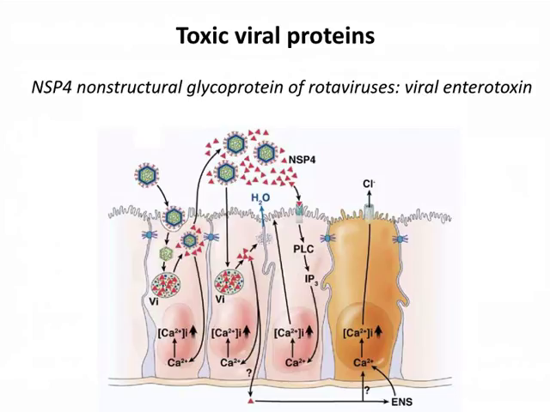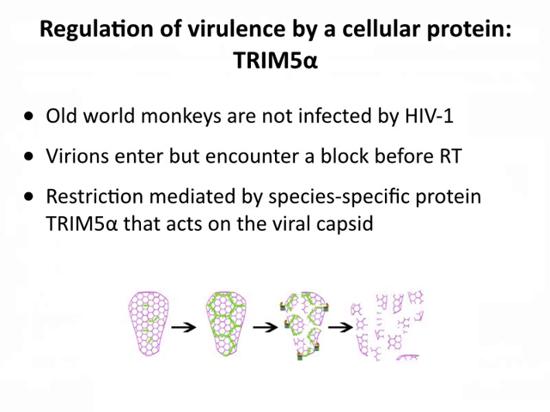So this is an example of a viral toxin that can produce virulence. If you make mutations in NSP4, the virus is less virulent in animal models. Another example, this is actually the first example of a cellular protein that affects virulence. It's a cellular protein called TRIM5 alpha. And this explains why old world monkeys are not infected by HIV-1. They have this protein in their cells.